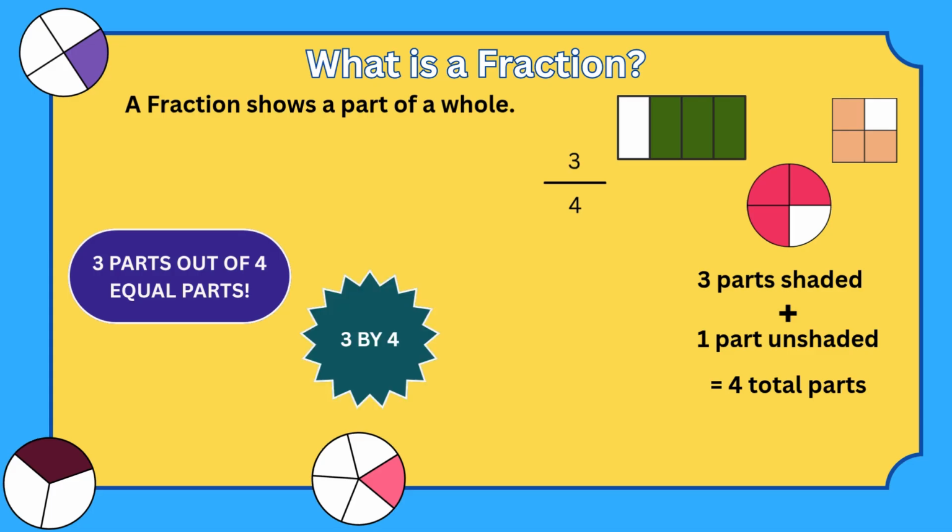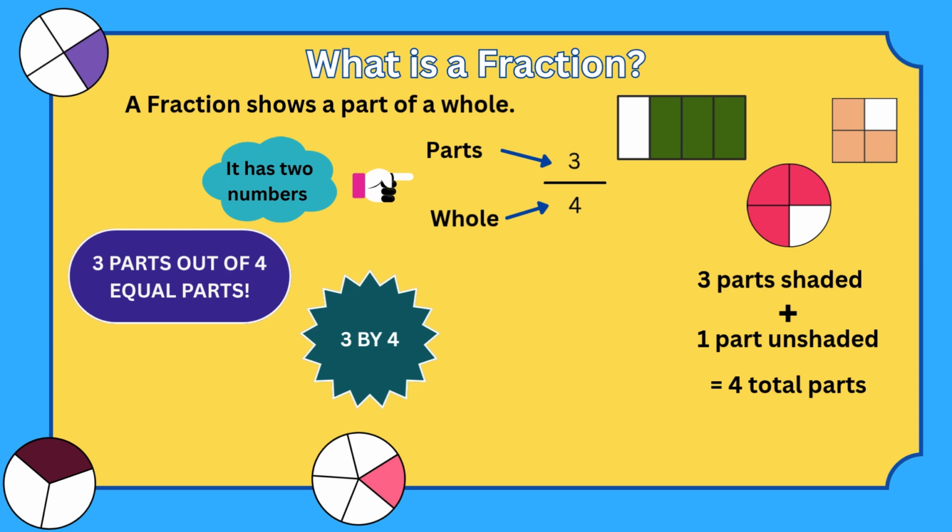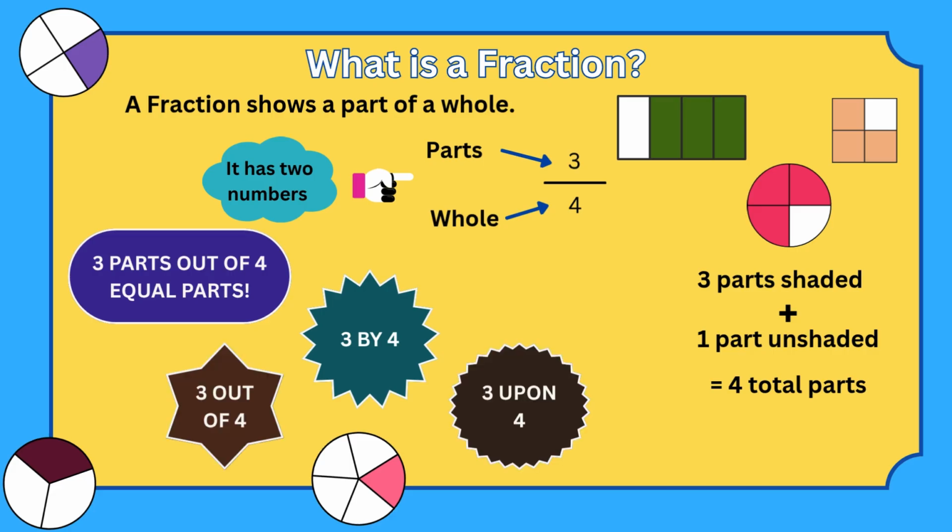It has 2 numbers. The top number, 3, tells how many parts we have. The bottom number, that is 4, tells how many equal parts the whole is cut into. We also call it 3 out of 4, or 3/4. So, a fraction is nothing but a way to show the number of parts taken out of the whole.